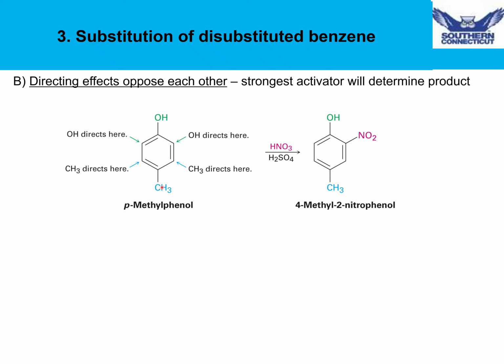Note that the methyl group is also ortho-para directing. The ortho positions are these two carbons, and the para position is blocked. But because the phenol is a stronger activator, it's going to predict where the nitro group will add, which would be ortho to it. And so this is the major product that we should get from this reaction.